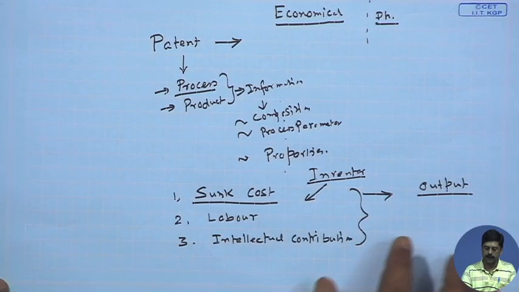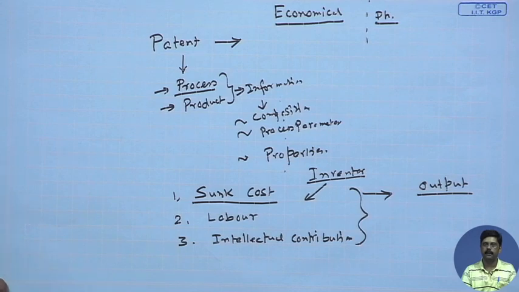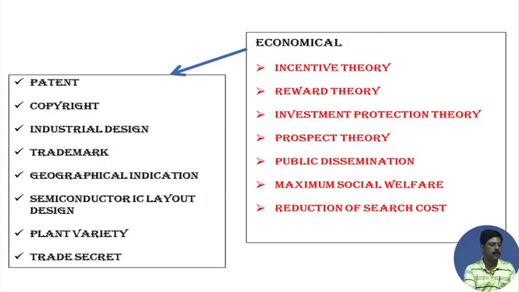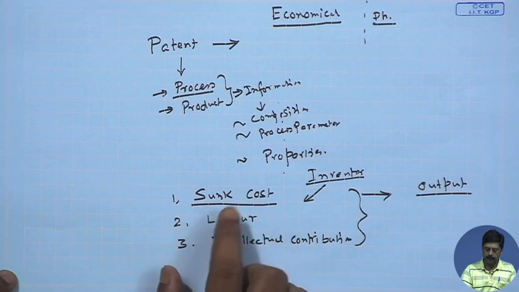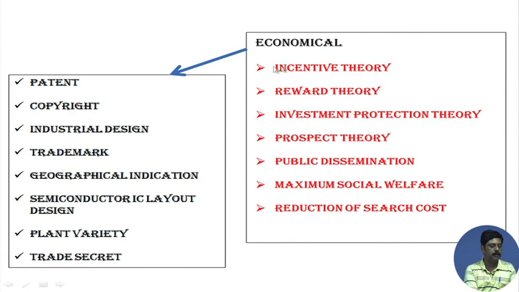The output is beneficial for the society and beneficial for the inventors, and the inventor is giving input in the form of sunk cost, labor, and intellectual contribution. So what can economists be thinking? Now if I apply incentive theory, we can easily apply it. Why? Because incentive means he has to be given some incentive to recover his sunk cost, his labor, and his intellectual contribution. Then only will he be further interested to invent or create. Based on that, he will generate more output, which will be beneficial for the society, lead to the economic development of the country, and generate further information. So now you are justifying the incentive theory for patents.